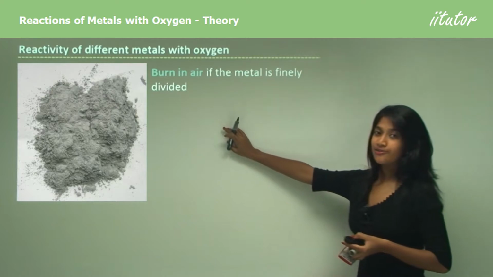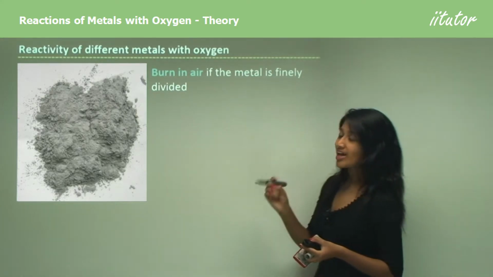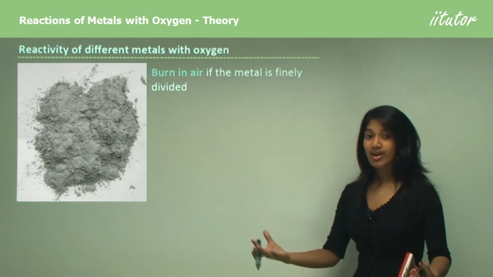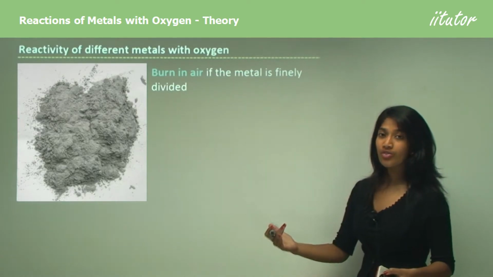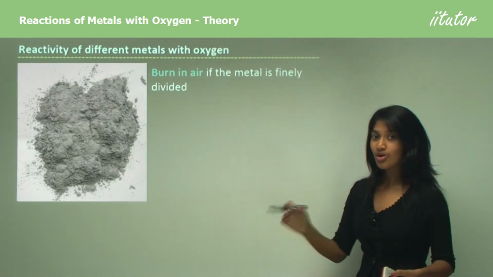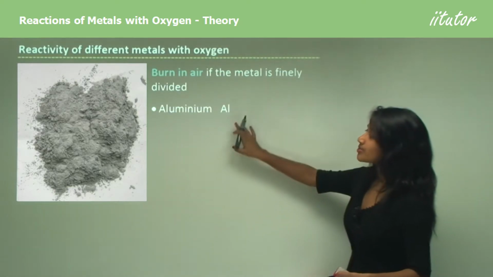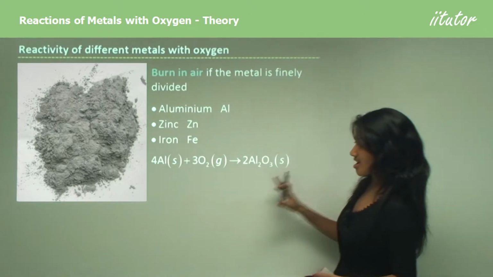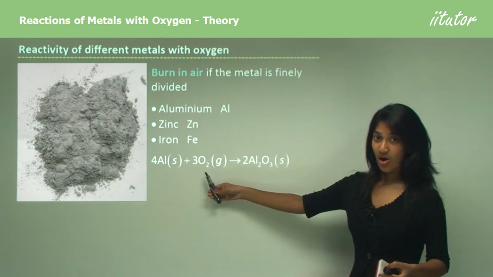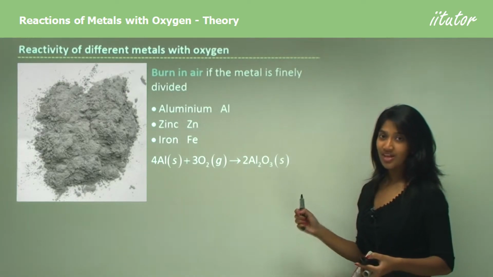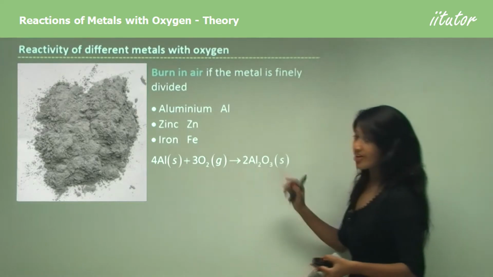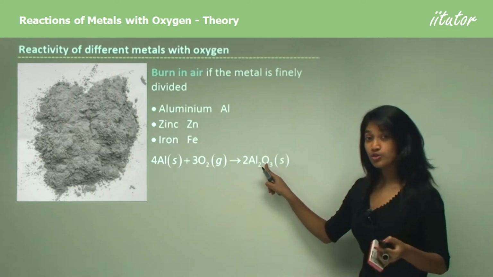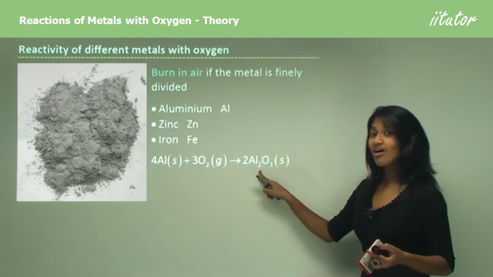Now why would it make a difference if it's finely divided is that when you finely divide something, you increase its surface area, which means little volume, greater surface area. So it's easier for the burning or the heat to be dispersed in the molecules. So we have aluminium, zinc, iron. Here's a reaction of the burning in air. So we have aluminium reacting with the oxygen to form aluminium oxide, and this is very easy. So aluminium has a valency of 3, and that's why there's a 3 next to our oxygen. Oxygen has a valency of 2, that's why there's a 2 next to our aluminium here.